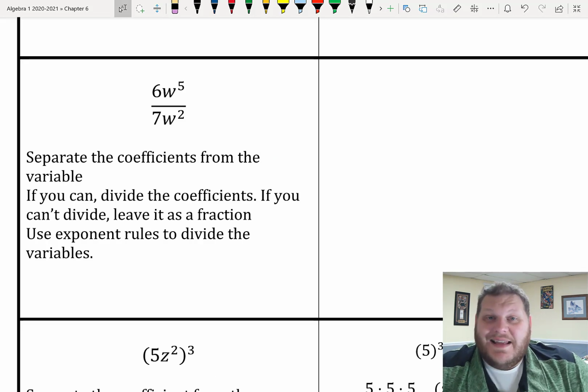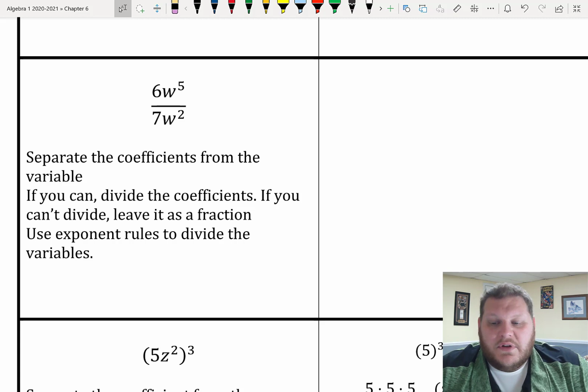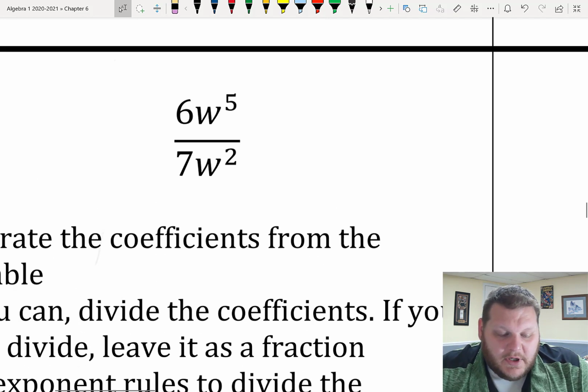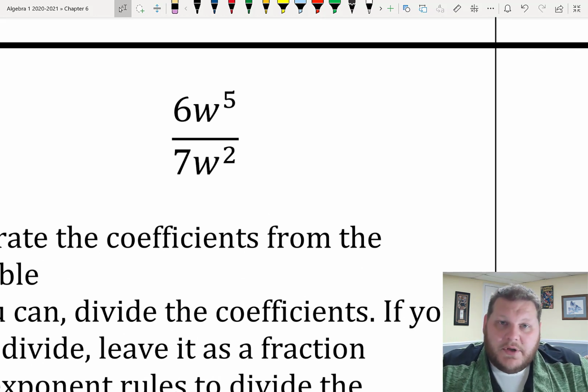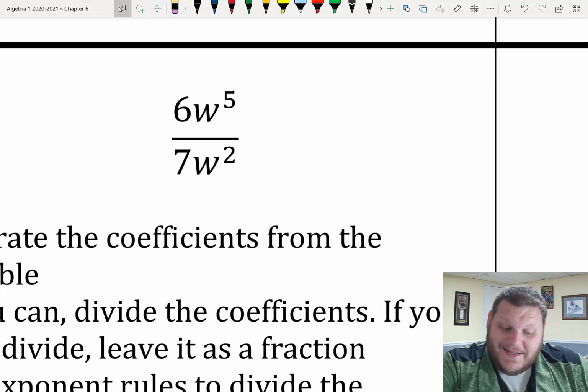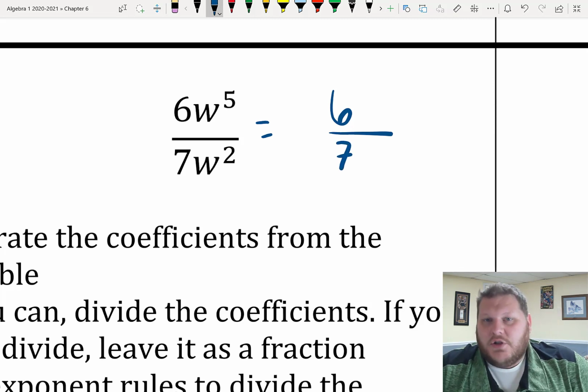Okay, so for this next one, I've got 6w to the 5th power over 7w squared. So I'm going to, again, look at my coefficients first, 6 over 7. If that reduces, I'm going to reduce it. If it doesn't reduce, in this case, it doesn't, I'm just going to leave it as is. I'm going to leave it as 6 over 7. That does not change at all.